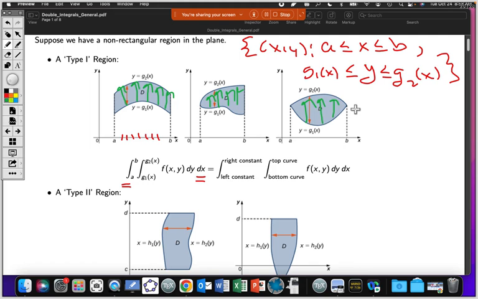So I was doing some of this yesterday and today when we were filling out those rectangles, but that's how I like to think of it. There's like a sweeping action. For a fixed x from a to b, y is going to run from g1 to g2, and that's how we fill out that region.